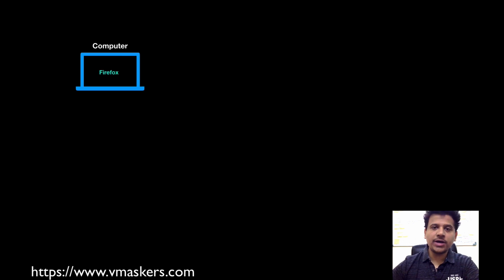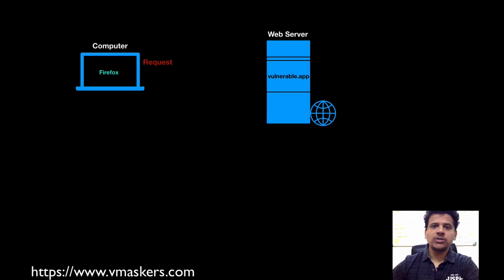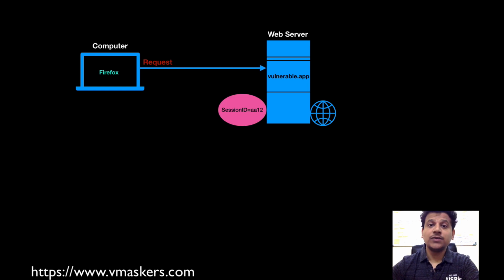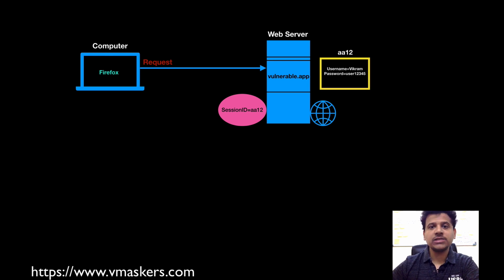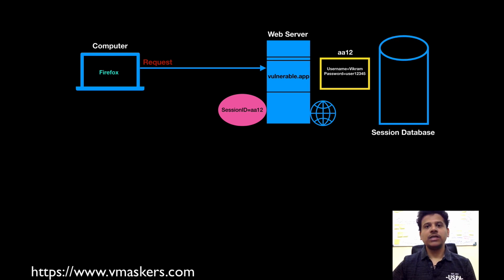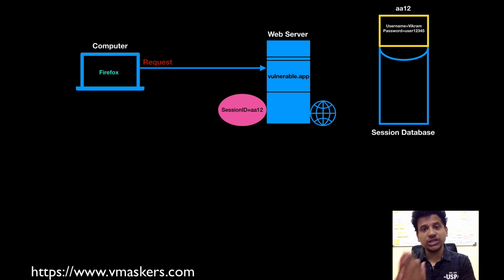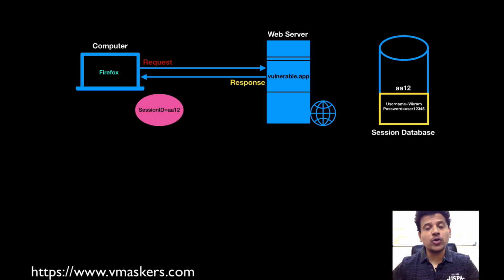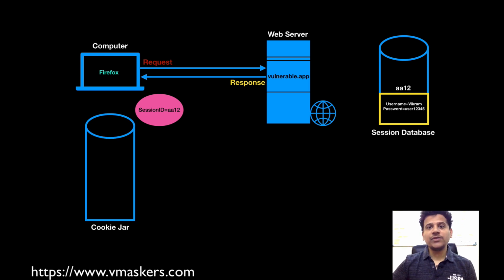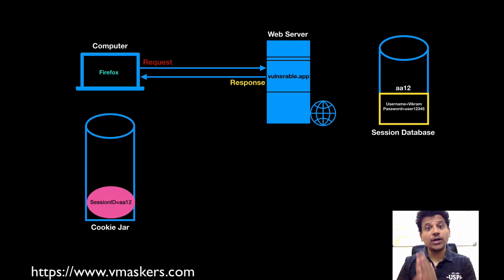Let's see how session works. So this is your computer and you want to visit vulnerable.app. So you send a request to that server. So vulnerable.app creates a cookie with variable session ID and value AA12. Also vulnerable.app creates a session ID on the server side which contains variables and values. So for session ID AA12, the variable name is user and value is Vikram, and another variable name is password and value is user12345. Then the server saves the session ID inside a session database and the server sends the cookie back to the computer, and as we saw earlier, that cookie gets saved inside a cookie jar.